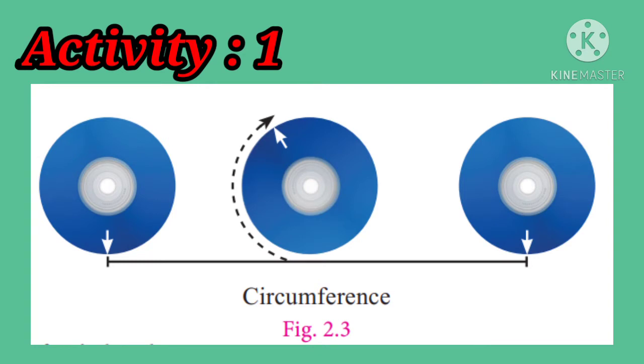Mark a point on its boundary. Place the wheel on the floor in such a way that the marked point coincides with the floor. Take it as the initial point. Rotate the wheel once on the floor along a straight line till the marked point again touches the floor. The distance covered by it is the distance around the outer edge of a circle, that is circumference.